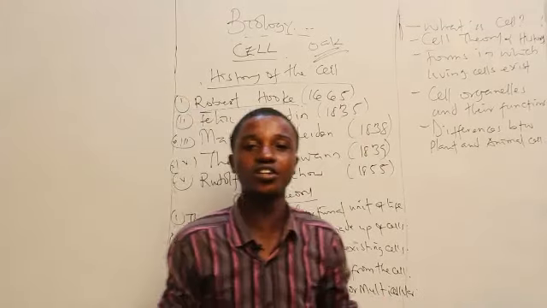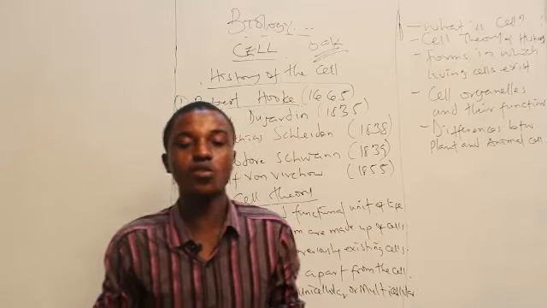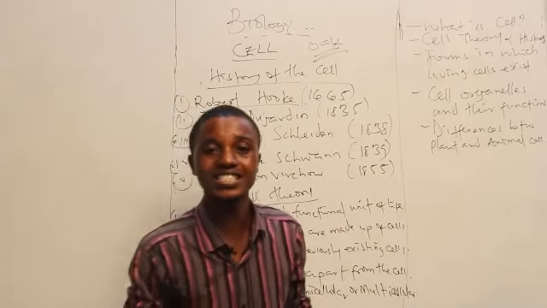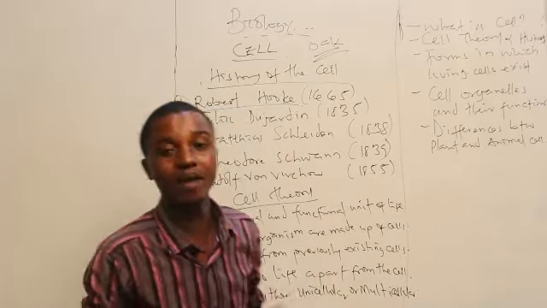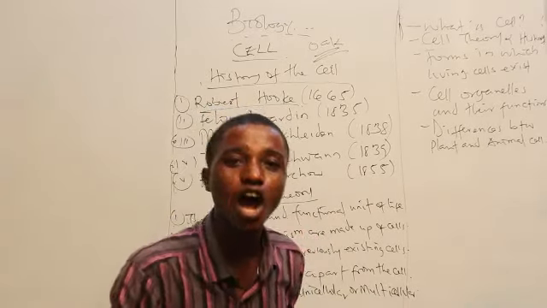So if you ask the question, in what year was cell discovered? It was in 1665. Who was the person that discovered cell? The person's name is Robert Hooke. He's also known as the father of cell.